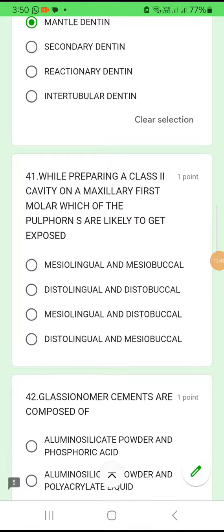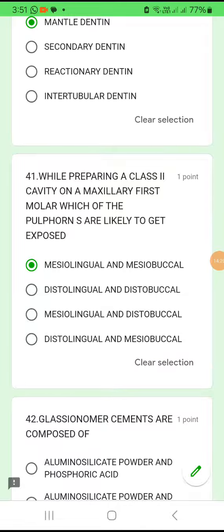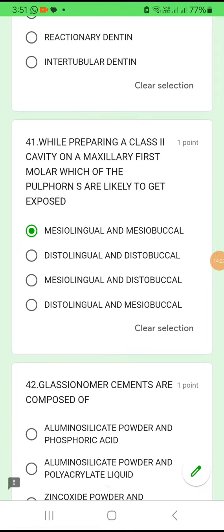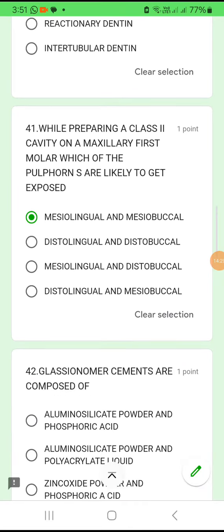Question number 41. While preparing a class 2 cavity on a maxillary first molar, which of the pulp horns are likely to get exposed? So, if you don't prepare class 2 cavity properly, which of the two pulp horns is easily going to get exposed? Mesiolingual or mesiobuccal, distolingual and distobuccal, mesiolingual and distobuccal, distolingual and mesiobuccal. So it is confusing, but remember always the mesial side of the pulp horns are very easy to get exposed. So option A, mesiolingual and mesiobuccal pulp horns of the maxillary first molar will get exposed easily if you don't do a class 2 preparation properly. Okay, mesiolingual and mesiobuccal is the answer.